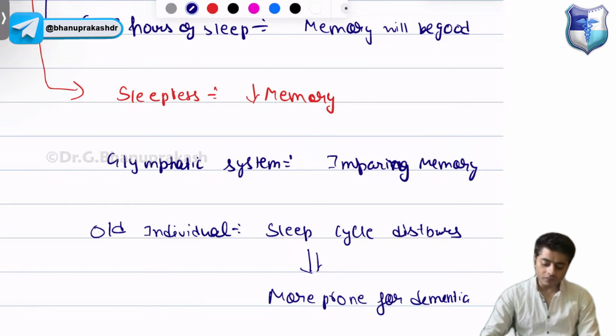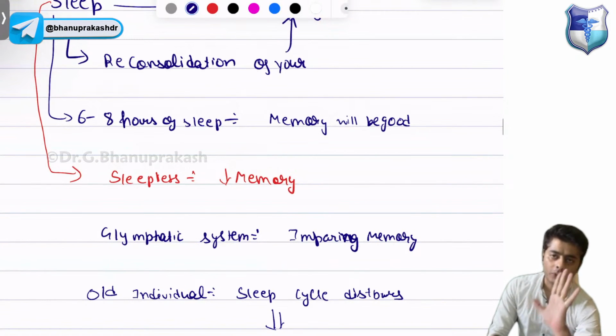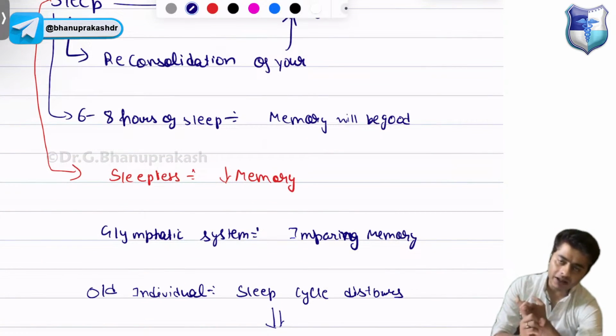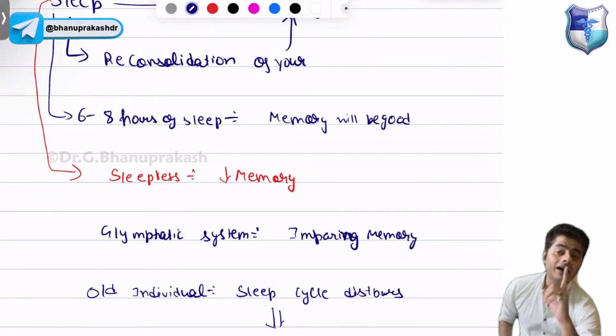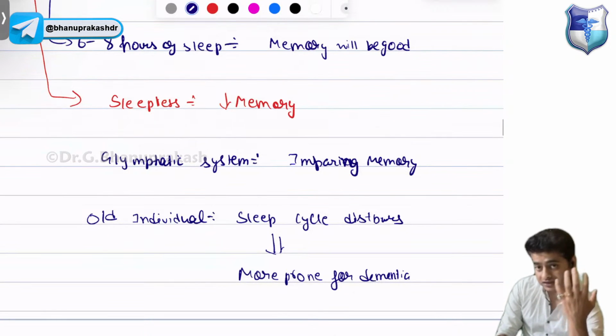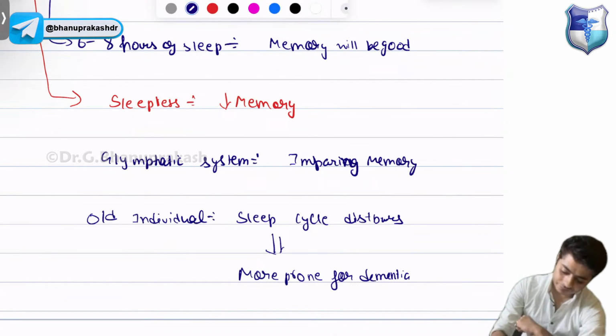Okay? So when it comes to your memory, sleep is the most important thing. If you are not sleeping properly, it will lead to impairment of memory and also carries the risk of dementia in future. We all know the most common cause of dementia is Alzheimer disease, and old individuals suffer more from dementia because their sleep pattern is disturbed.